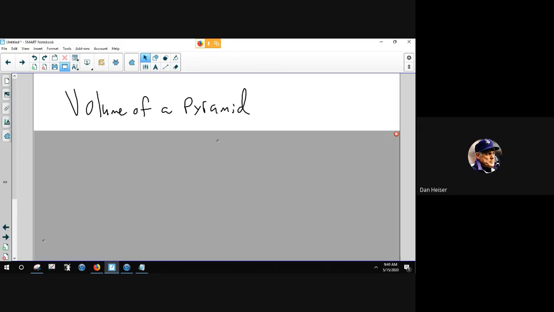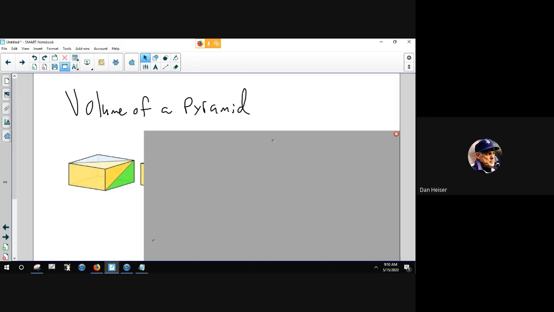We're going to move on to the volume of a pyramid. To do that, we're going to start with a prism, and we're going to take that prism and cut it into equal pyramids. Equal pyramids meaning that they will have the same base area and they will have the same height.